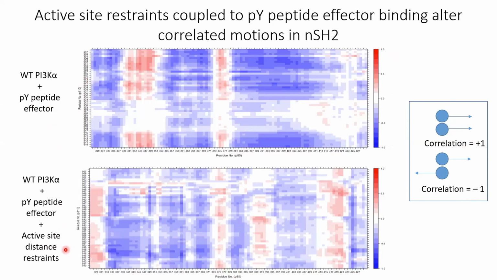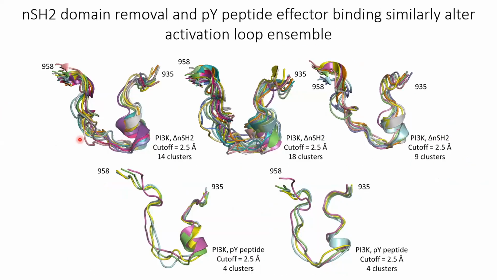Moreover, when I apply active site distance restraints in the presence of this phosphotyrosine peptide effector, I again see changes in the correlated motions between the NSH2 domain and the residues of the activation loop. And strikingly, what I observed is that in both of these perturbations, that is, a removal of the NSH2 domain and binding of phosphotyrosine peptide effector, we can see a similar conformational ensemble adopted by the activation loop residues. And this is again shown here in the clustering results. And you can see here in the top the residues of the activation loop in the cases in which NSH2 is not bound, and in this case, when phosphotyrosine peptide is bound.